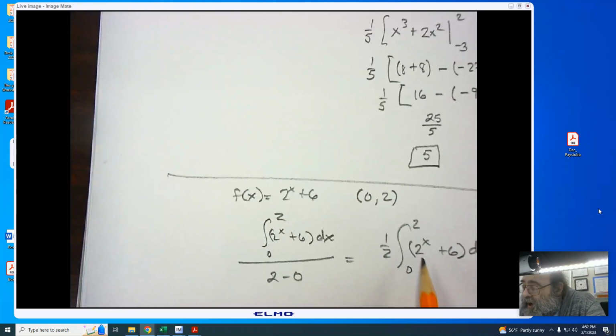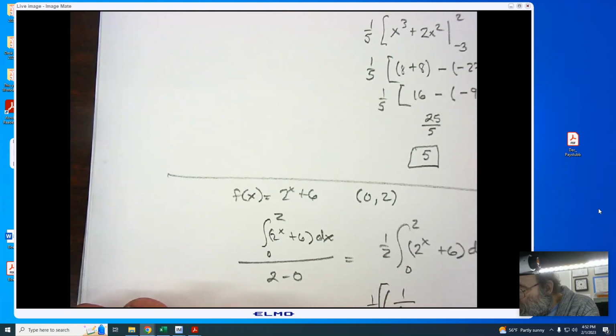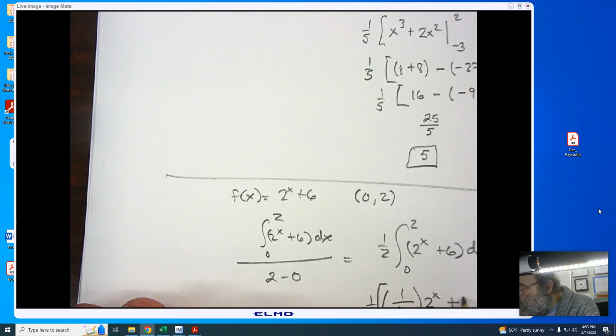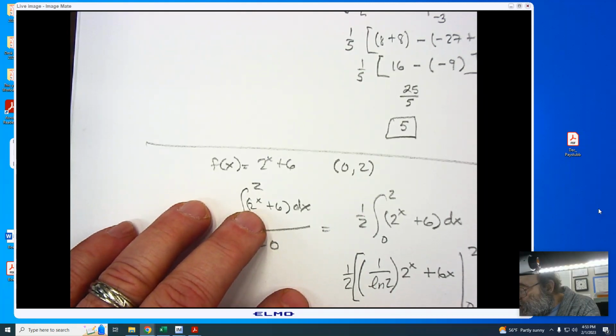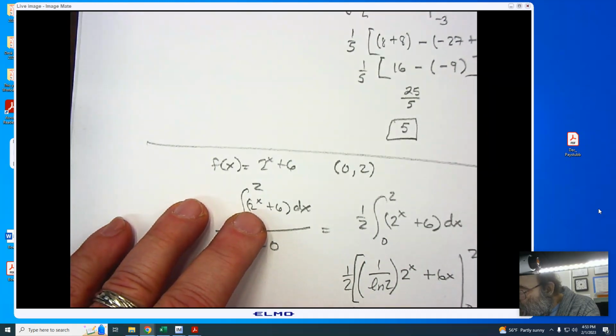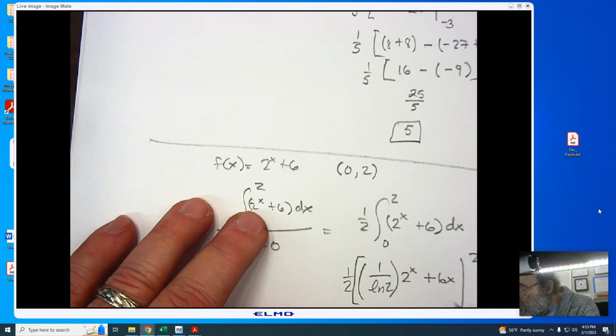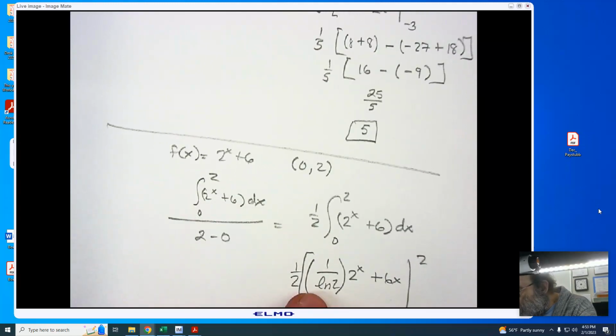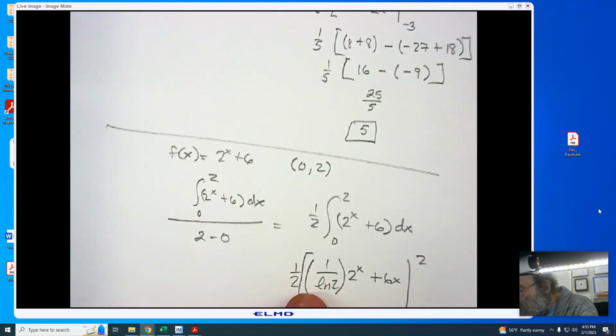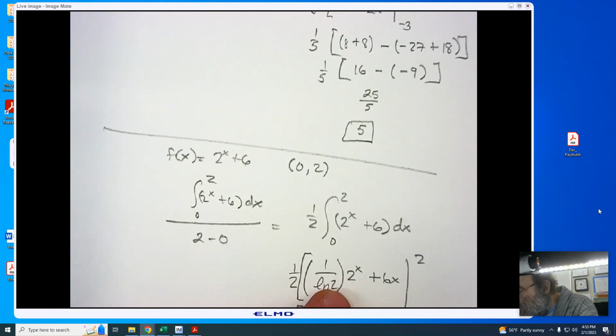Now, please be careful with this. We know that the integration is going to be 1 over the natural log of 2 times 2 to the x. And we're then going to have plus 6x from 0 to 2. We're getting 1/2. We have 1 over the natural log of 2. We have 2 squared, which is giving me 4. And we have plus 12. Now the 0 is going to be next, so we're subtracting 1/2. And we have 1 over the natural log of 2 times 2 to the 0 power minus 0.